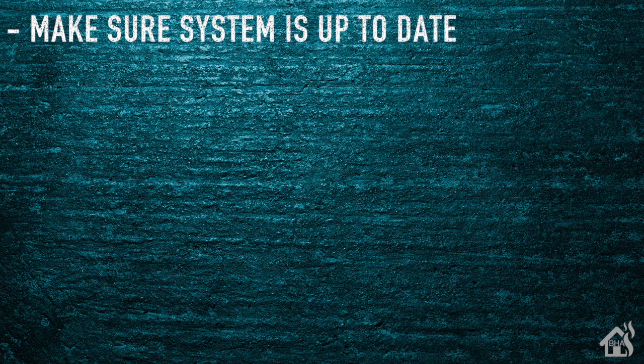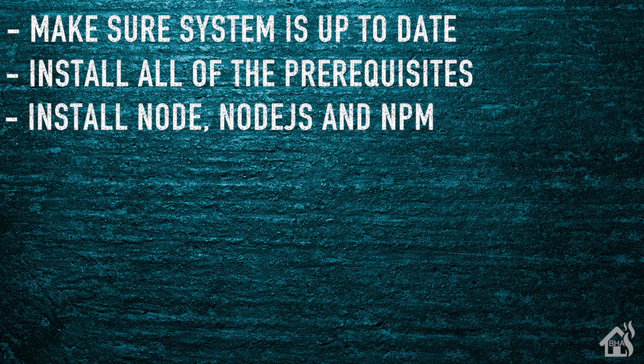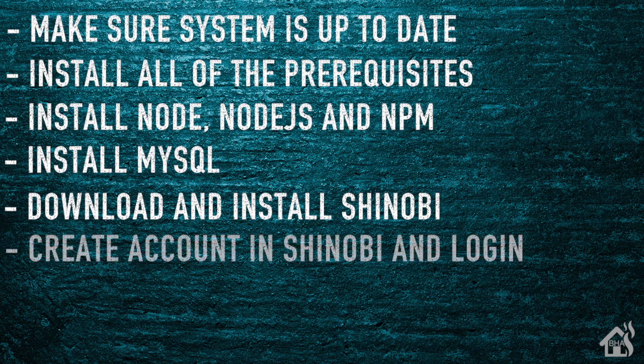Let's do a quick recap of everything that we did in this video. So for starters, we ran updates on our machine to make sure it was up to date. Next, we installed all of the prerequisites needed to install and run Shinobi. After that, we went ahead and installed Node, nodejs, and npm so that we'd be able to get Shinobi installed and running correctly as well. Then we installed MySQL. At that point, we were ready to download and install Shinobi. And then, of course, at the very end there, I just showed you how to create a new account in Shinobi and get logged in to see what that looked like. So that is the end of this video.